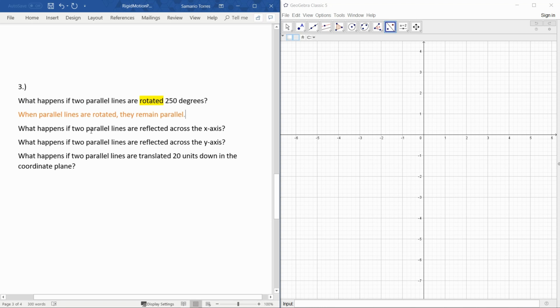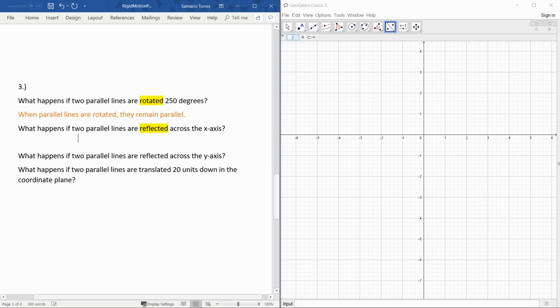This next one says, what happens if two parallel lines are reflected across the y-axis? Okay, so we'll highlight reflected because it's important. It's a rigid motion. So we'll say when parallel lines are reflected across, we could really say across any line. It doesn't matter what you reflect across, right?